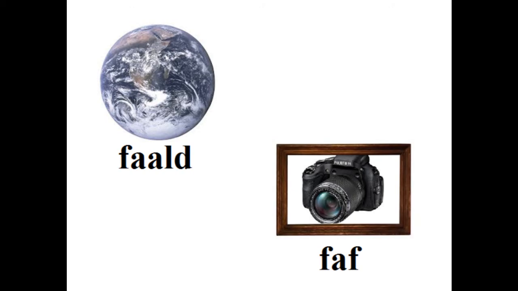After that, we have the letter F, which is also very simple. F always has an F sound, not ever a V sound like it does sometimes in English. So, you know how to write the letter F. Some words that start with F are fold, which means the earth, as well as we have faf, which means picture. It sounds a little silly, but it makes it easier for you to remember that.